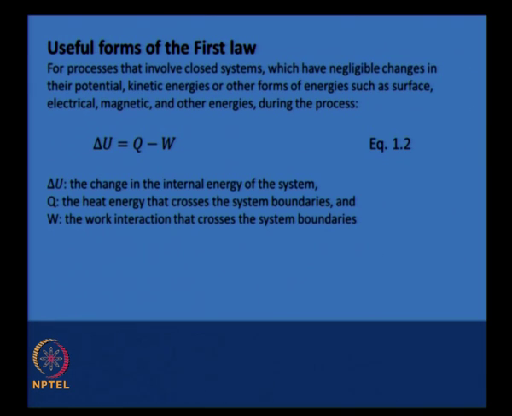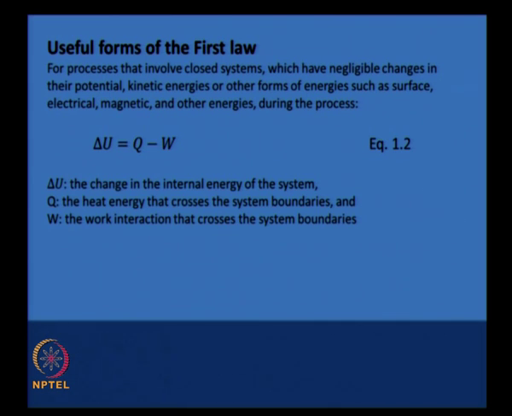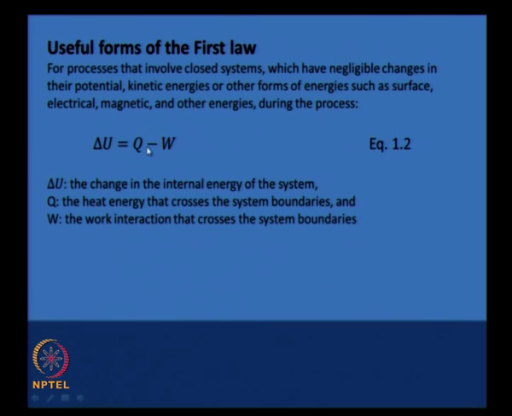The useful forms of the first law, for us at least, is to begin with when it is applied to a closed system. For a closed system, when there are negligible changes in other kinds of energies such as potential energies, kinetic energies, surface energies, magnetic energies, and other kinds of energies, then you can relate the change in the internal energy delta U to the heat interaction across the system boundaries and the work interaction across the system boundaries. Delta U equals Q minus W is a useful statement of the first law for us.